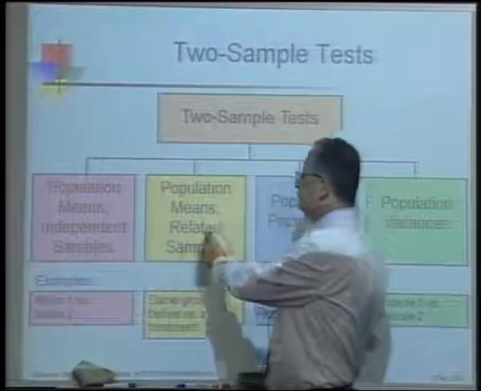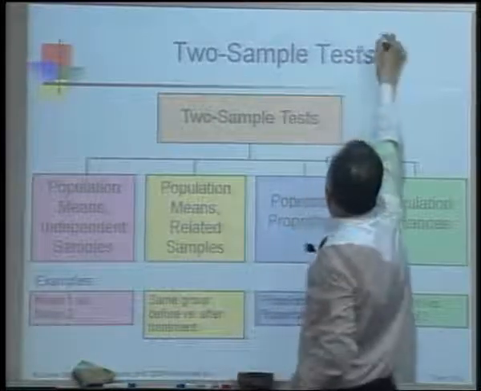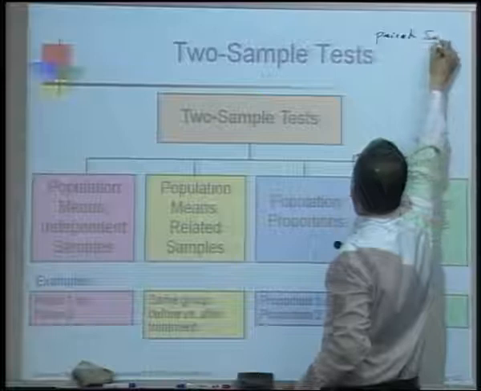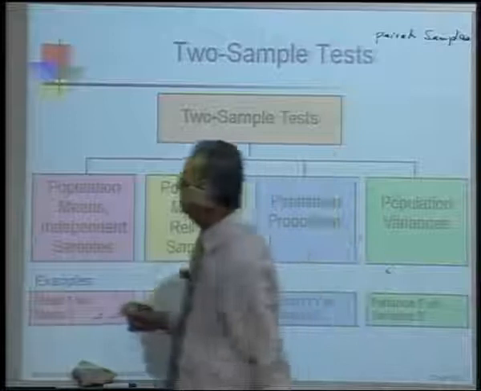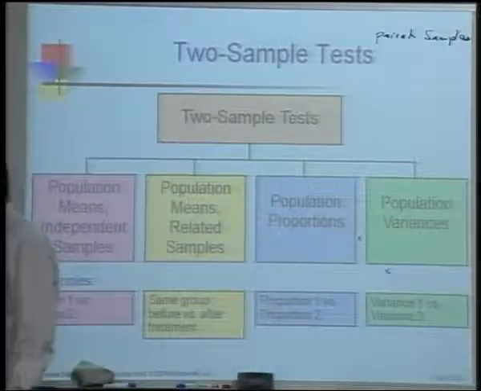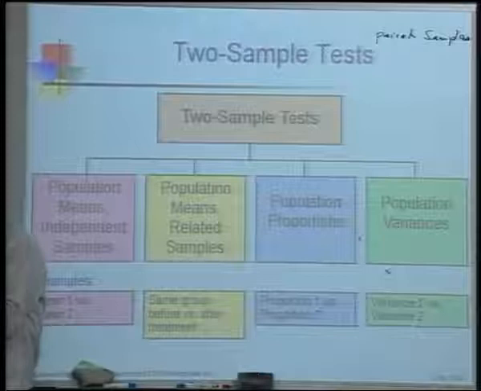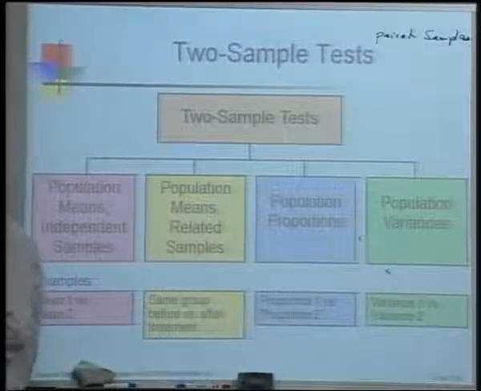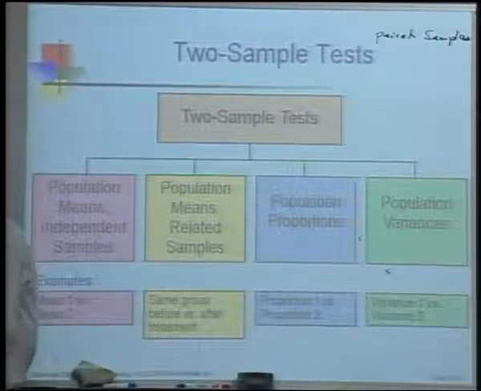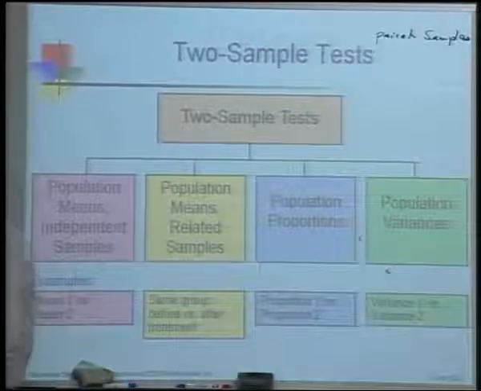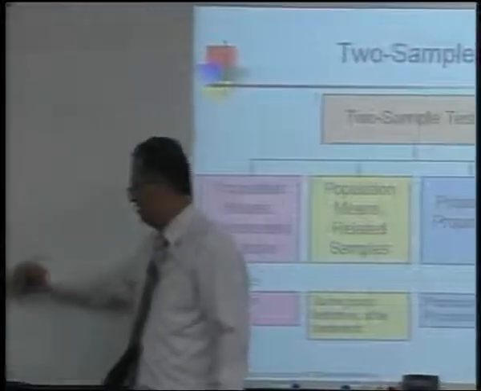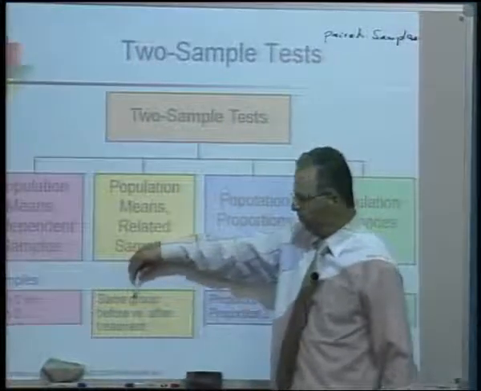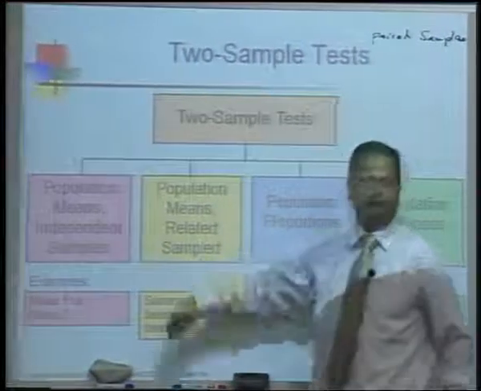By the way, sometimes called paired samples. The word pair comes from, we have 2 values for the same individual. So 125, after that becomes 110, for example. So it's called pair. So in this case, we have same group before versus after treatment.